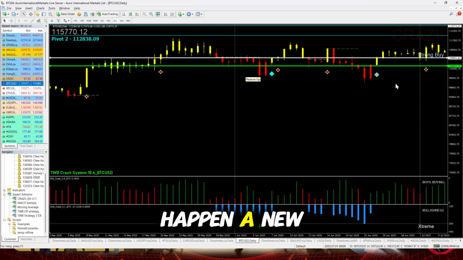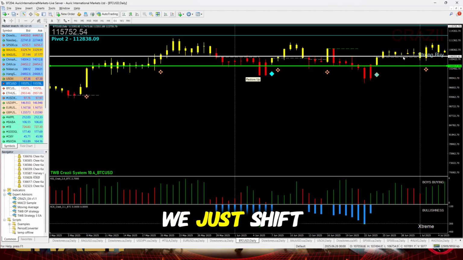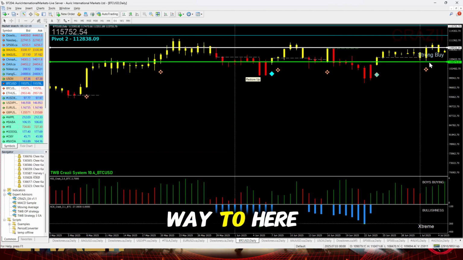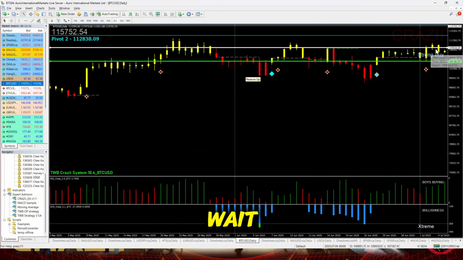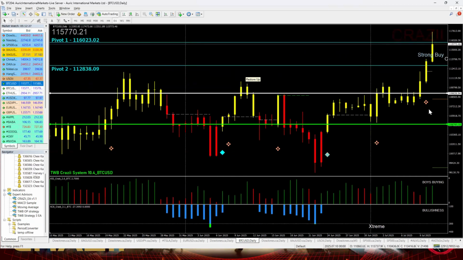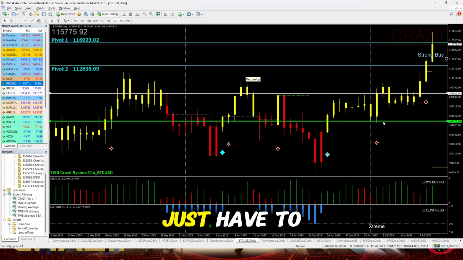So now what happened? A new four diamond was born. We just shift the line up, and the stop loss has to shift all the way to here, and then we just wait until the market breaks above the white line, and let's see what happens. Here we go, ta-da! So again and again, I have proven that our system works. You just have to follow the rules.